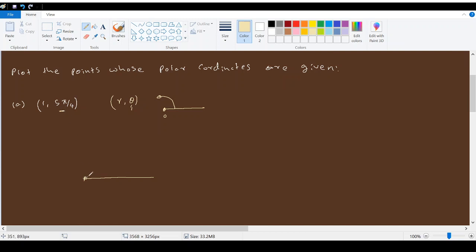That means 5 times π/4. This is 2π/4, this is 3π/4, this is 4π/4. Therefore 5π/4 will be somewhere here, right? So this angle will be 5π/4, and this distance will be 1 unit. So this will be the point that corresponds to this polar coordinate.